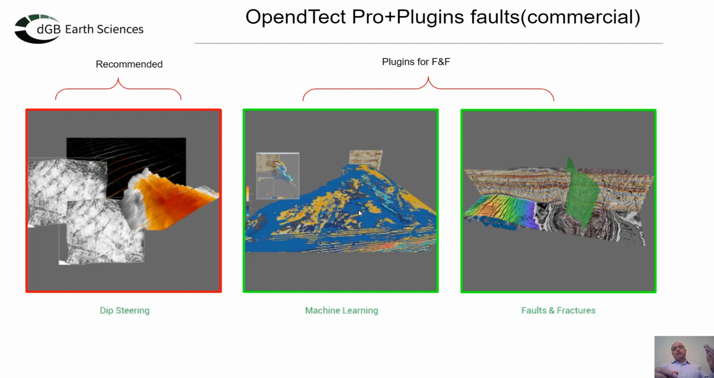However, we highly recommend that users working on data where they want to interpret their faults and fractures get the dip steering, because we found out from our extensive experience working on data from almost everywhere on this globe that dip steering makes a lot of difference. And I'm going to show you examples of how this plugin provides better results.